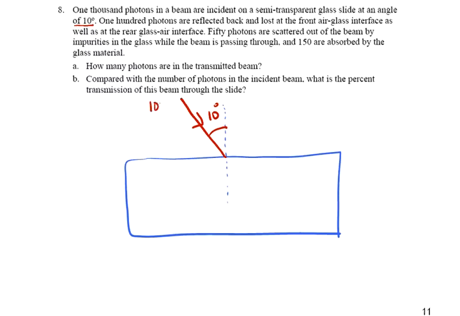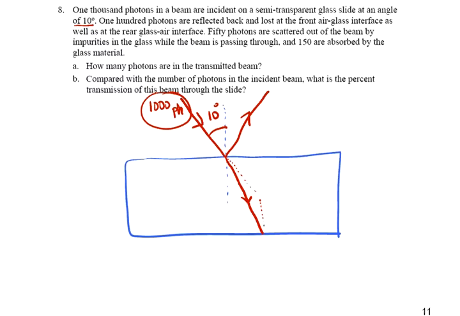So we have 1000 photons right here coming down this incident beam. Of course, we're going to have a reflected ray, and this ray will not go straight through the glass, but because it goes into a thicker medium, it will bend towards the normal. So this is our refracted ray.